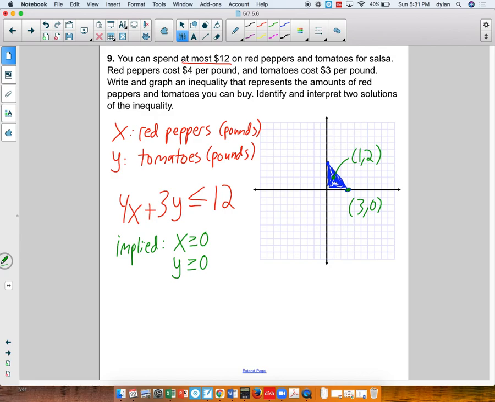So that brings us to the end of our lesson video for 5.6. Obviously, you'll want to use graph paper for your homework. So give that a try and let me know if you have any questions.